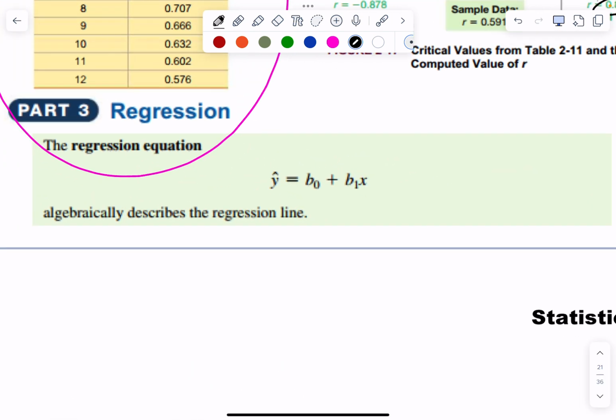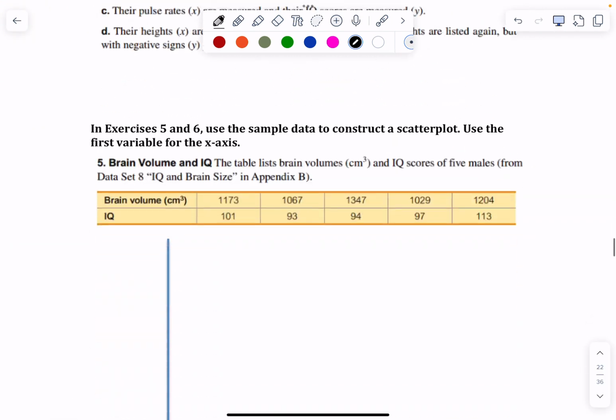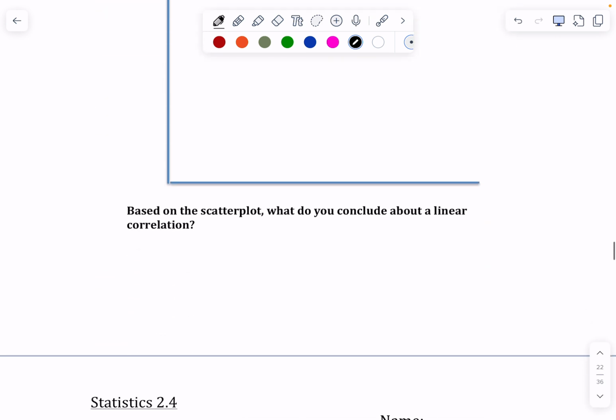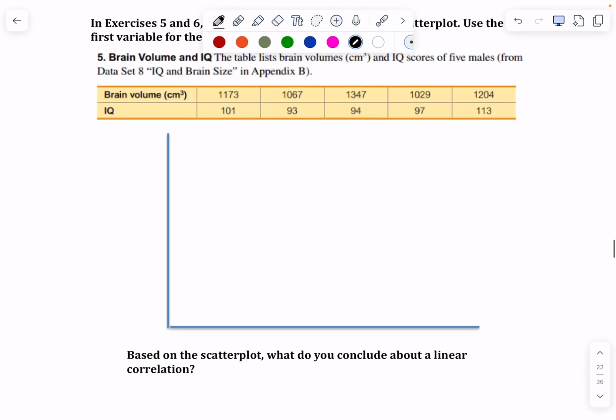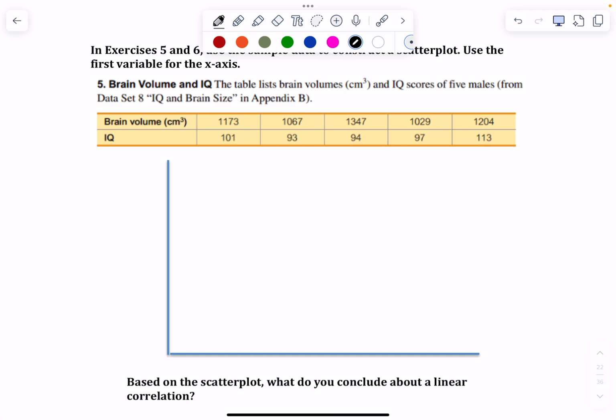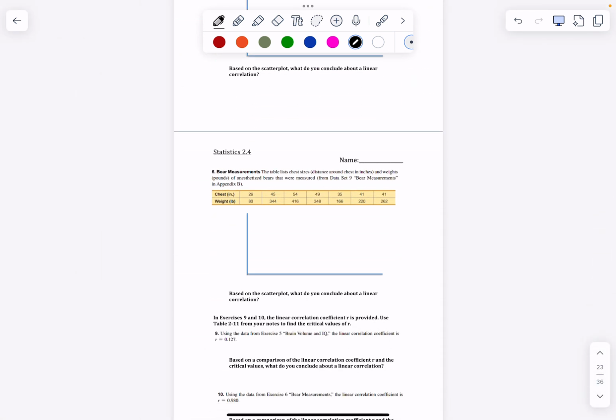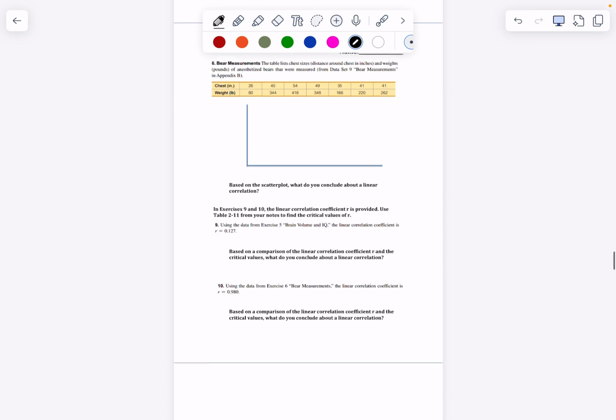Part 3. Let's see what we have going on here. How do we do number 4? Let's do this tomorrow. Let's do 4 through 6, and then we'll do 9 and 10 tomorrow.